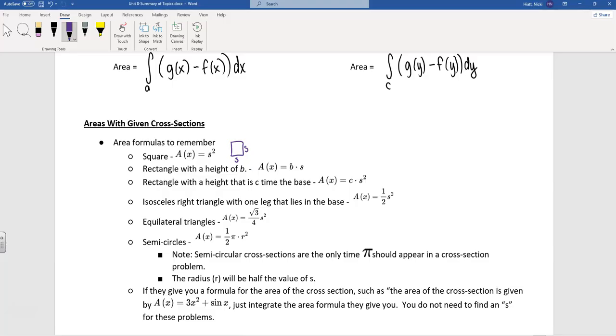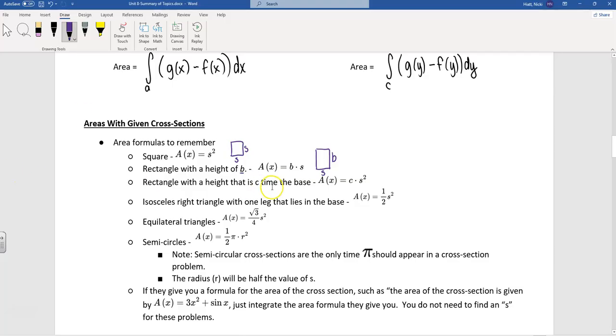For rectangles, you have a couple different things they might give you. They might say rectangle with a height of 7 or rectangle with a height of 4, right? They just tell you what the height of the rectangle is. So B right here represents those numbers, right? Then your area, the base is S, and the height is whatever number they give you for that B. So it might be 4 times S or 3 times S, 7 times S.